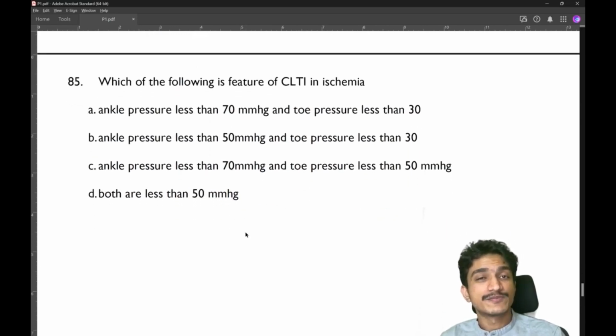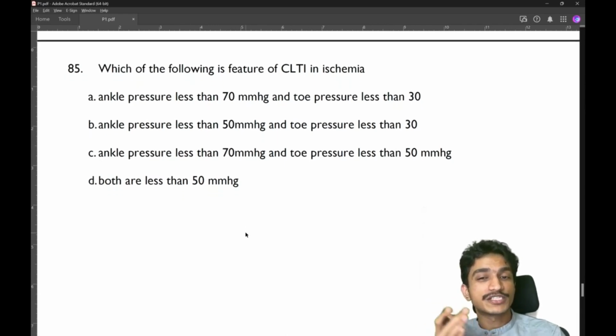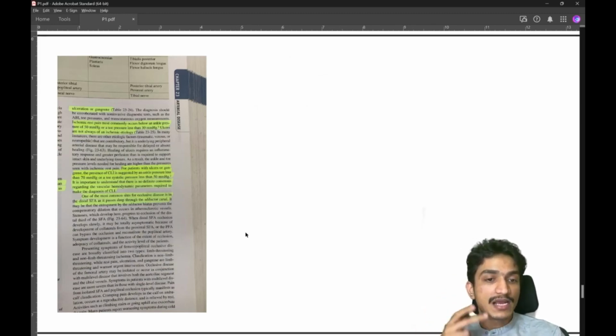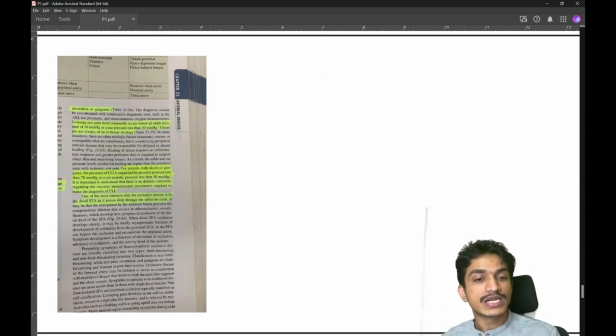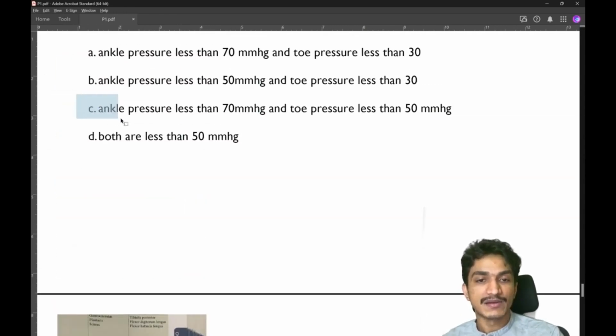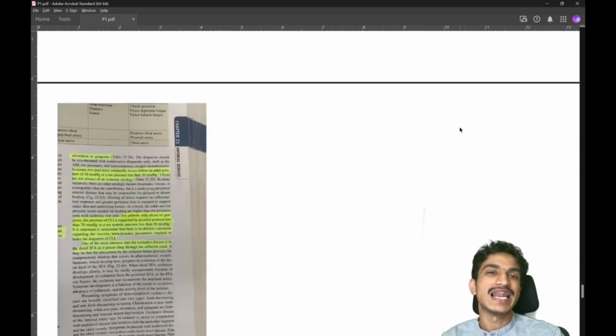Direct question, this has been taken from Short. They have taken a lot of questions this time from Short, that is what I felt. So CLTI, that is chronic limb threatening ischemia: what is the feature of ankle pressure and toe pressure? They have given two things. One is that ischemic rest pain occurs when the ankle pressure is less than 50 or toe pressure is less than 30. But what they mentioned in the next paragraph is that chronic limb ischemia is suggested when the ankle pressure is less than 70 or the toe pressure is less than 50. So the answer in this case should be ankle pressure less than 70 and toe pressure less than 50 for this question.